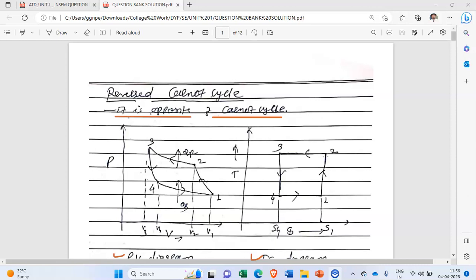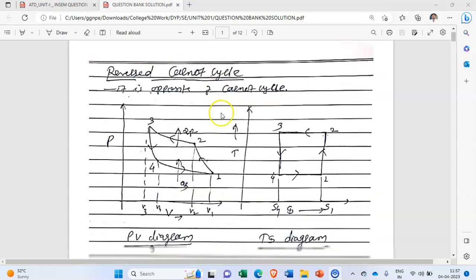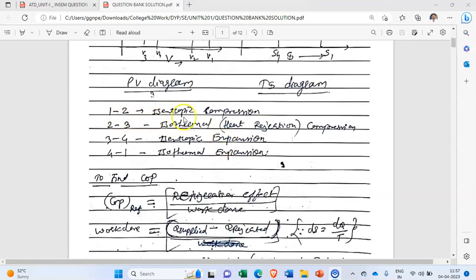Here in the TS diagram, 1 to 2 is an isentropic process, that's why S1 is equal to S2. Here we can write S1 equal to S2. I hope this is clearly visible. And here S3 and S4 are the same, right? So let us go further. I have already explained: 1 to 2 is isentropic compression, 2 to 3 is isothermal compression, 3 to 4 is isentropic expansion, 4 to 1 is isothermal expansion.